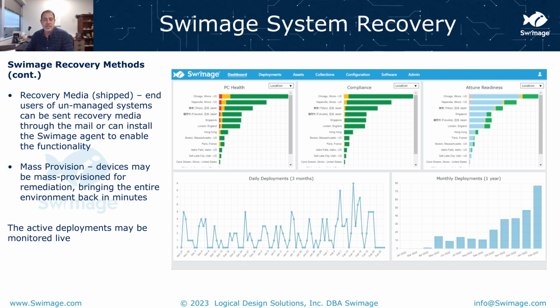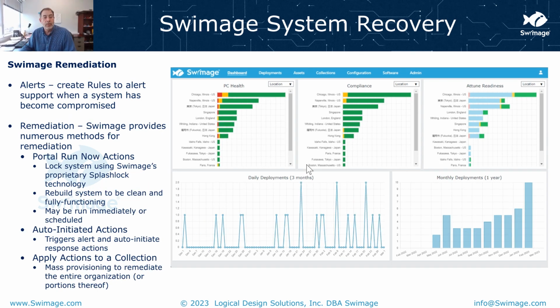Let's take a closer look at some of these methods and show how they can help give your organization the tools they need to feel prepared for any disaster. When a system has become compromised, we can create rules to alert support. And if it's determined that the severity will require remediation, Swimage provides numerous ways to implement the solution.